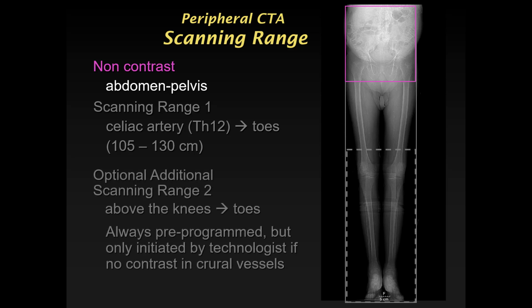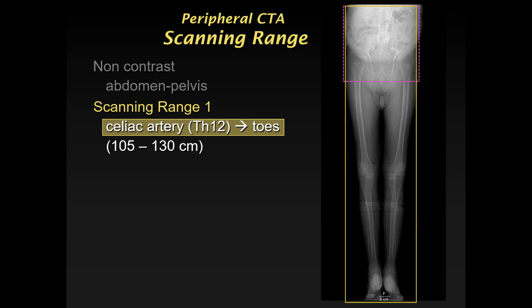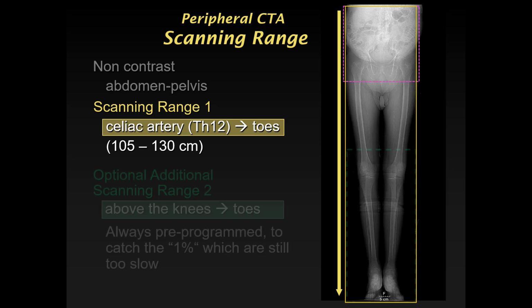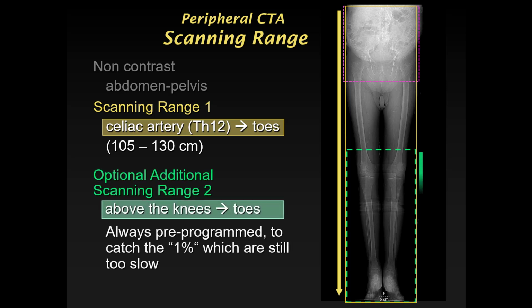So the typical protocol for a runoff, and this is what's going to happen if you pick the protocol, is that there will be a non-contrast of the abdomen and pelvis. Then there will be a CT angio from the abdomen and pelvis all the way down to the toes, as you can see here. Usually it's acquired within 40 seconds. Then we have a second acquisition from above the knees all the way down to see if there's any later filling, if the contrast trickles down very slowly.